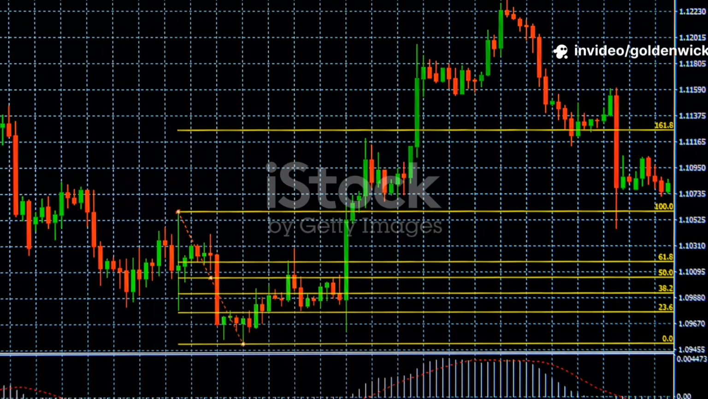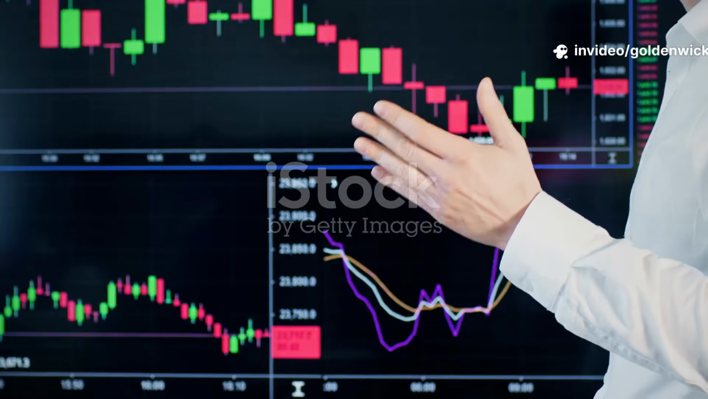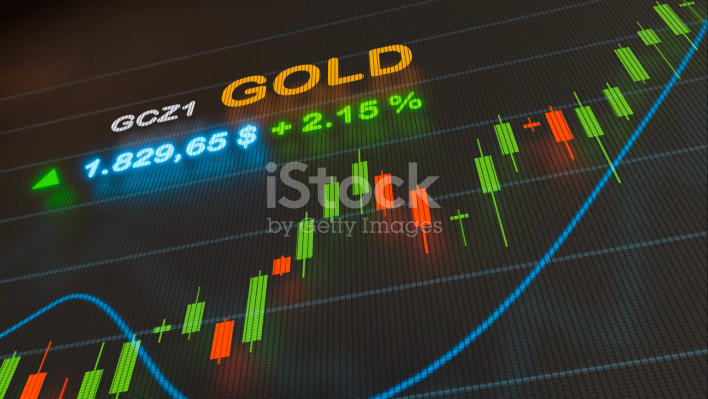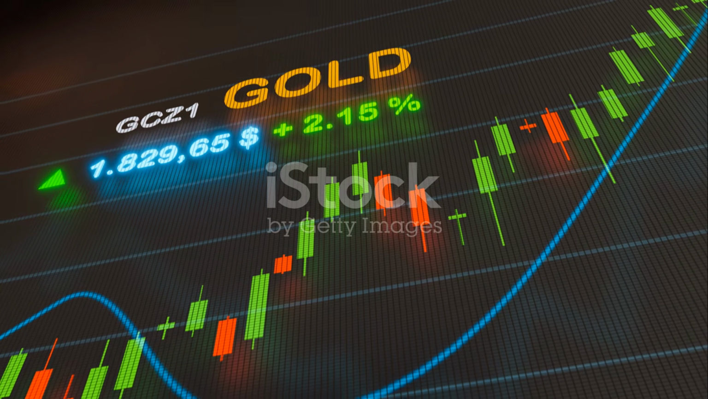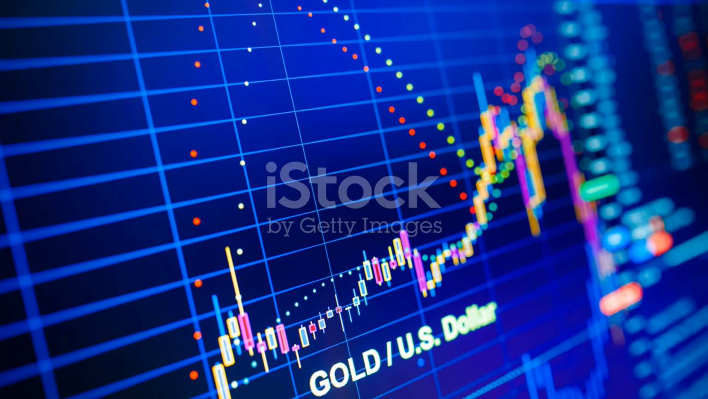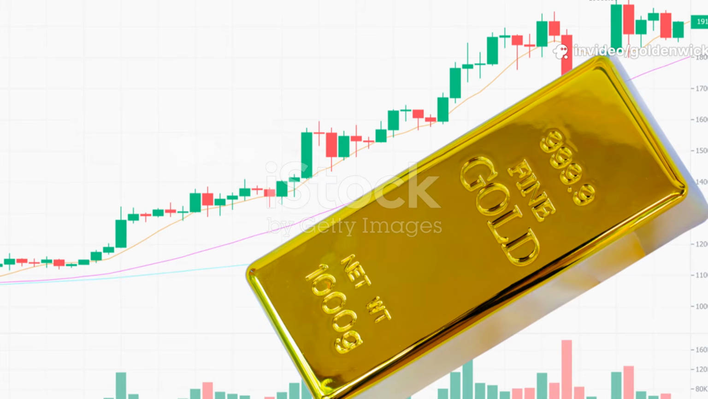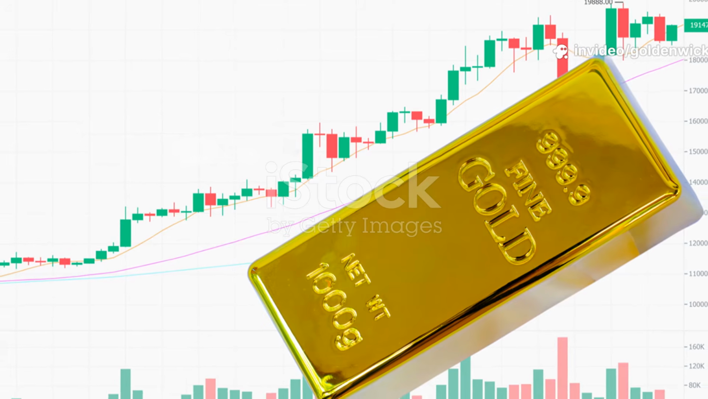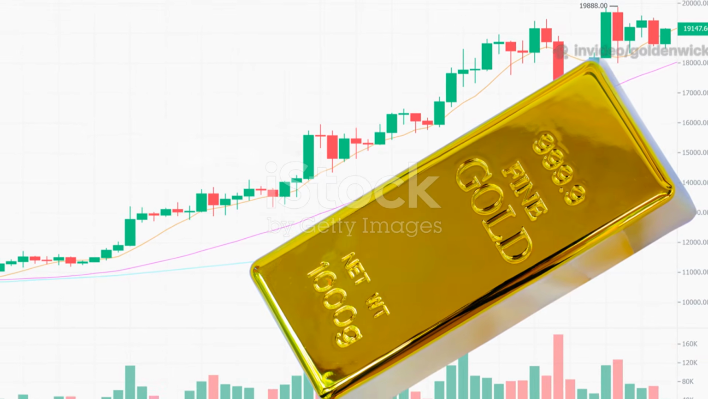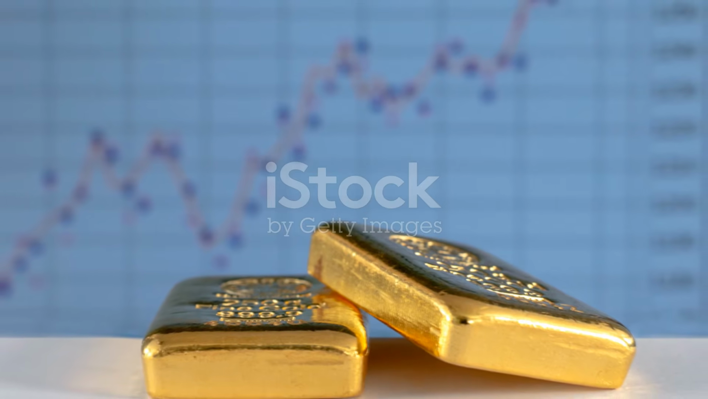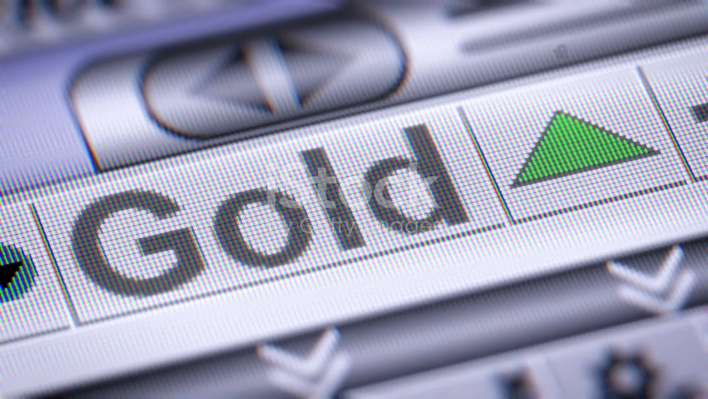The Fibonacci retracement tool helps us spot likely support and resistance zones. Applying it to June's swing high, $2,450, and low, $2,380, key levels emerge: 38.2% at $2,407, 50% at $2,415, and 61.8% at $2,423. If gold rallies, these are the resistance points to watch.